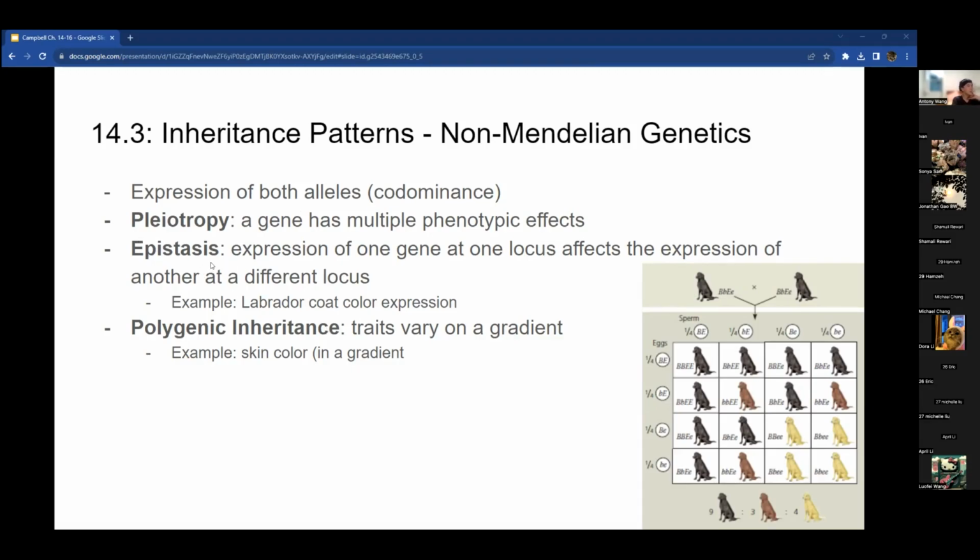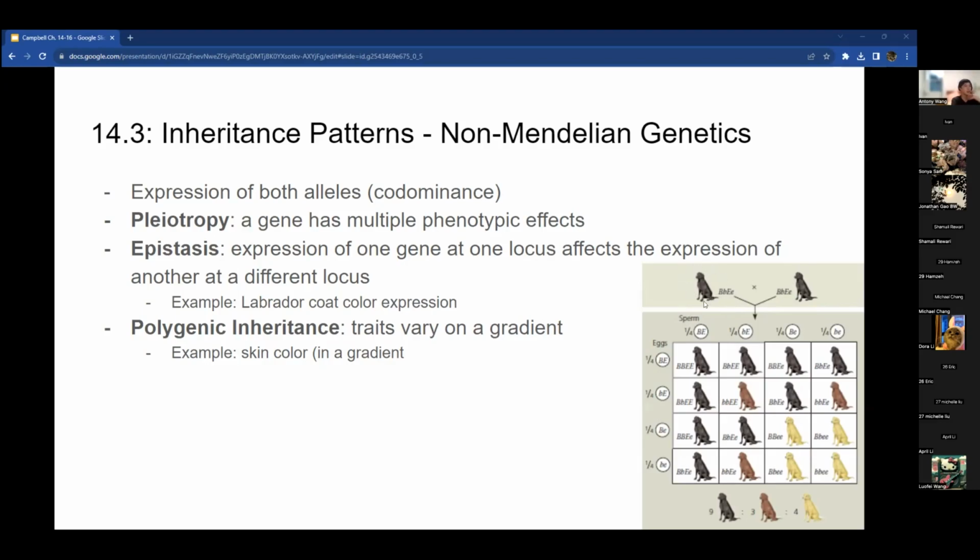Epistasis is different from pleiotropy. This is where the expression of one gene at one locus affects the expression of another gene at a different locus. Now, what does this mean in practice? It basically means that whether or not one gene is expressed will affect a different gene, a completely not unrelated, but different gene. So for example, this is an example in Campbell's.